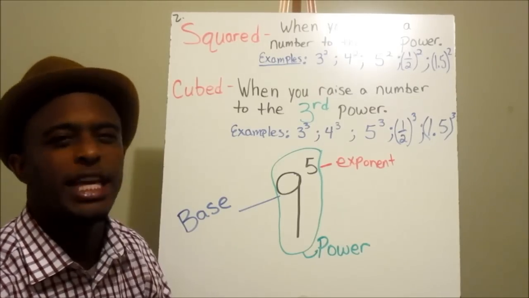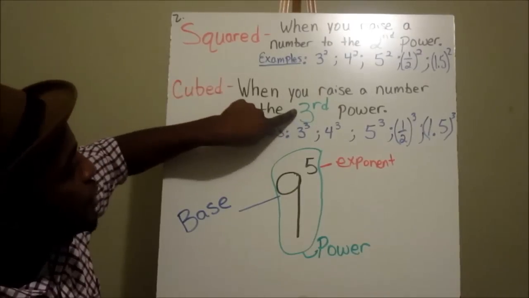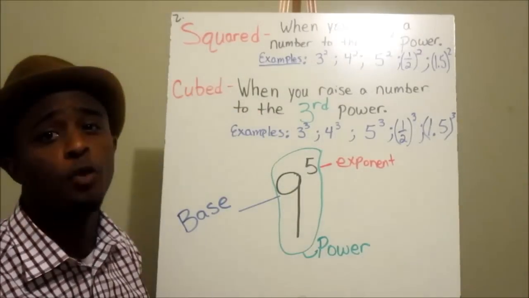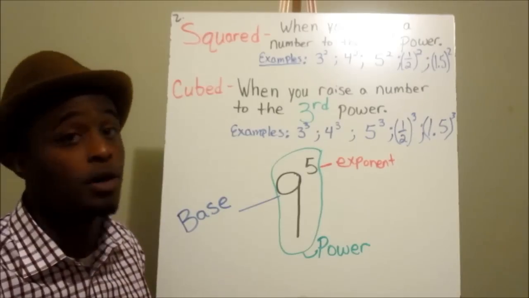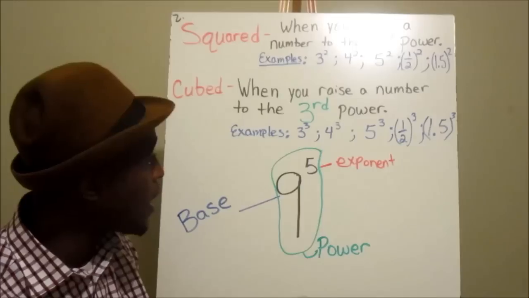Those are the only exponents that have special names. Anytime we raise it to the second power, we say it's squared. If we raise it to the third power, we say it's cubed. If we raise it to the fourth power, we just say 3 to the fourth power. To the fifth power, we'll say 3 to the fifth power. There's no special name.